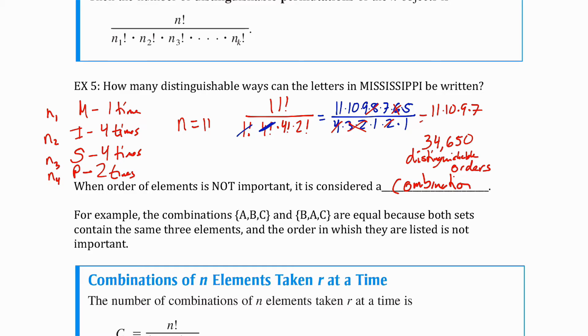So for example, the combinations ABC and BAC are equal because they have the same 3 letters. The way I always describe it is like talking about if I were to invite friends to go to the movies with me. If I call Billy, Frank, and Bob, it doesn't really make a difference whether I invite Billy first and then Frank and then Bob, or Frank, then Billy, then Bob.